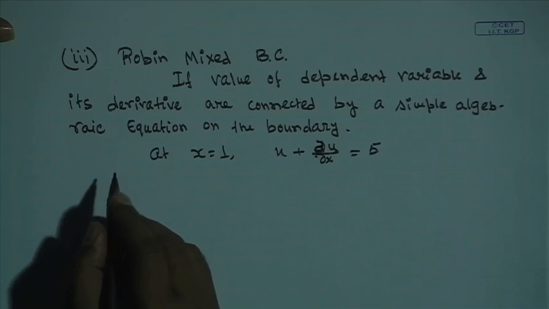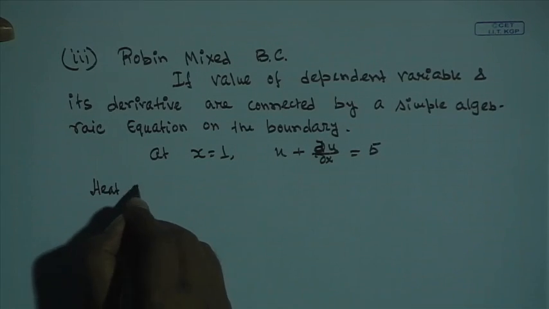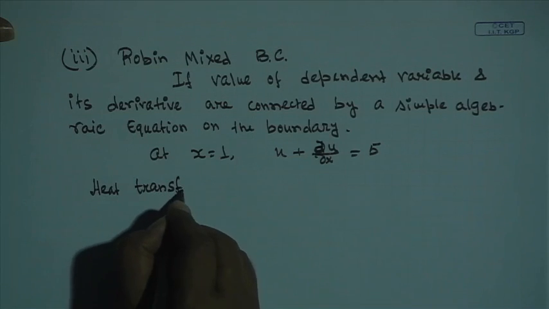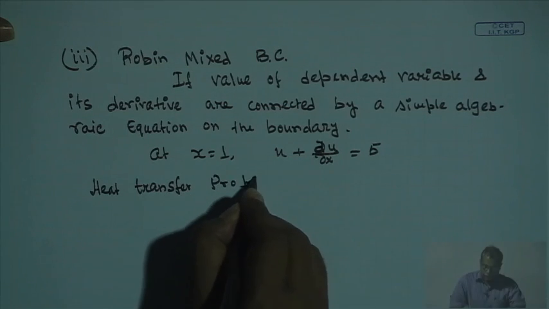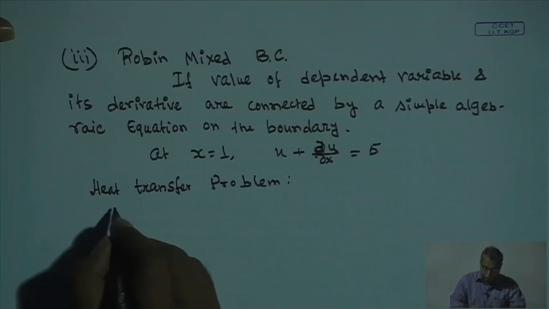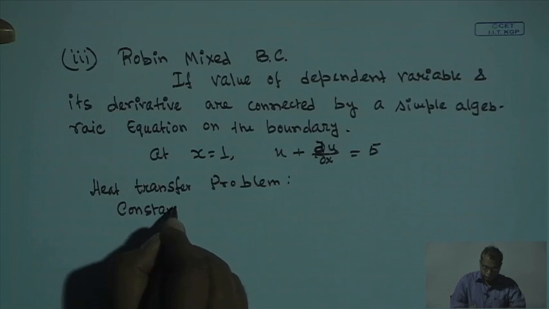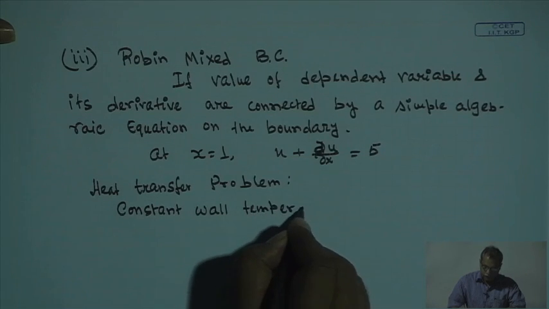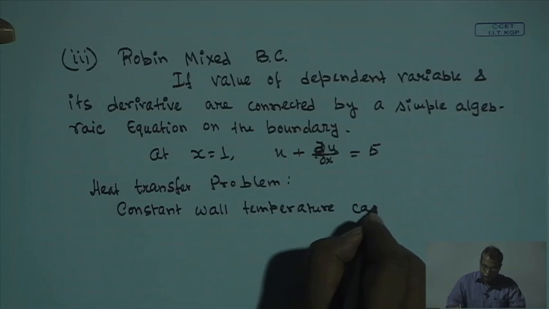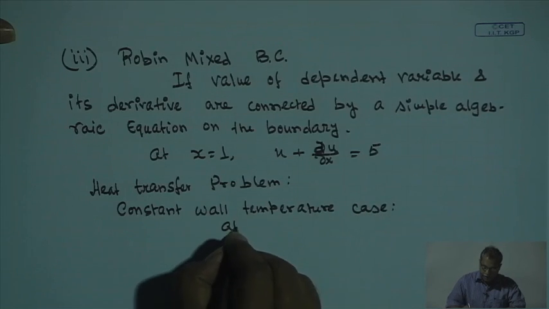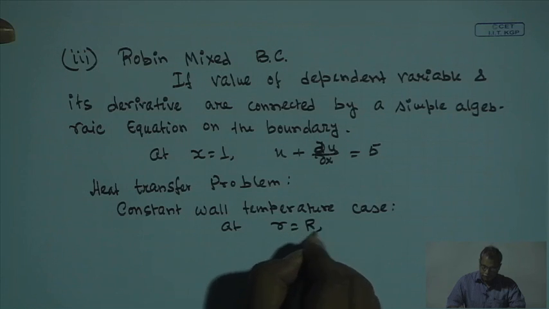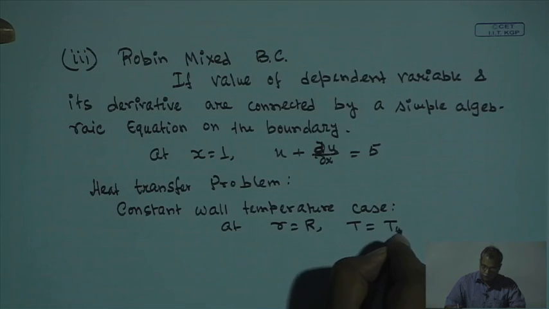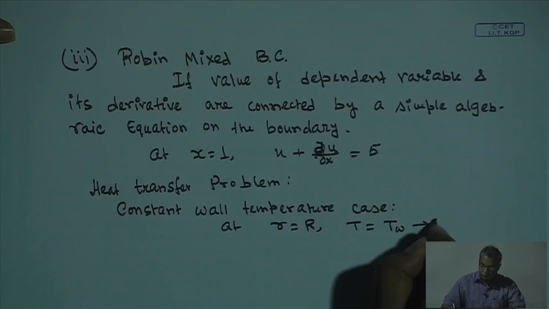We can give an example, a heat transfer problem where all these boundary conditions may appear. For example, if we are talking about a constant wall temperature case, then at the boundary, let us say at r is equal to capital R, T is equal to constant T w. So, this is a case of Dirichlet boundary condition.